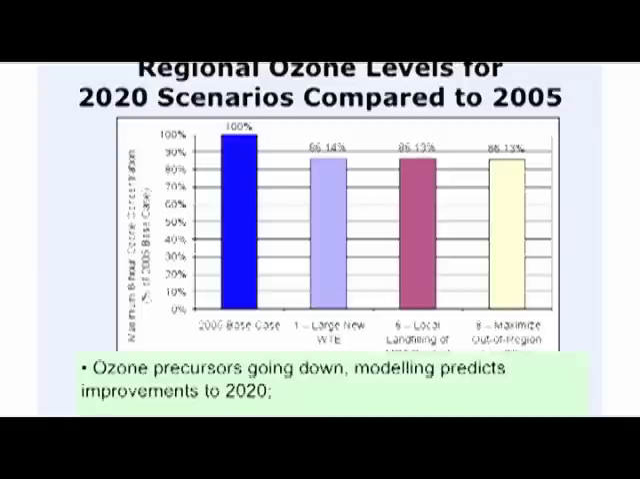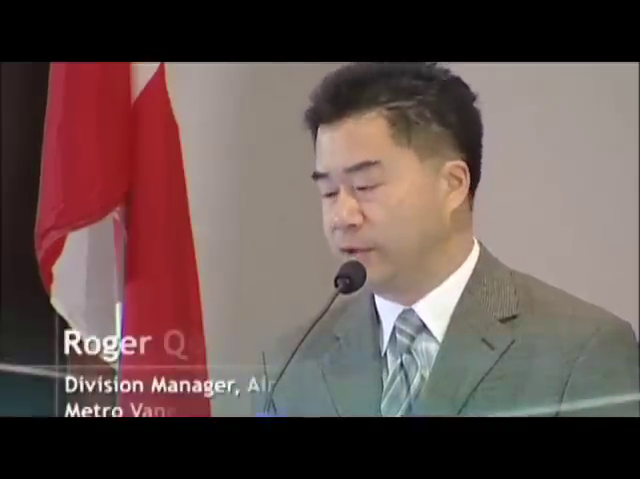The thing to note about ozone is that it's not released directly from any sources in the region. It's formed secondarily as a result of reactions between nitrogen oxides and VOCs in the presence of sunlight. This is one of the reasons ozone is prevalent in the summertime.